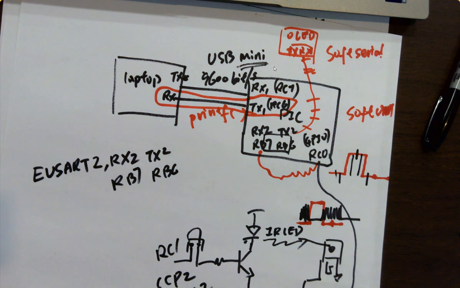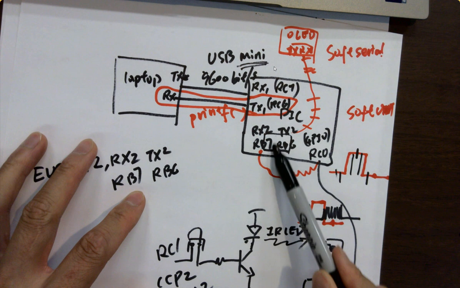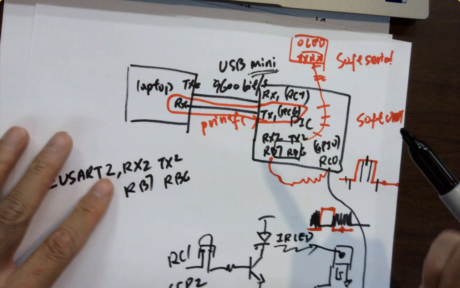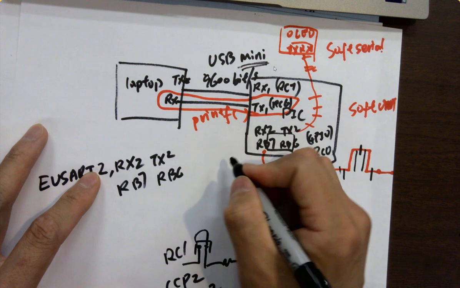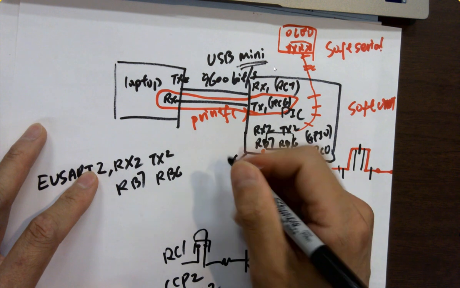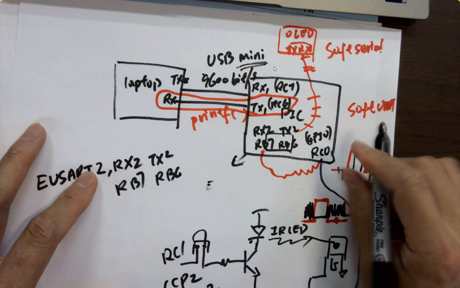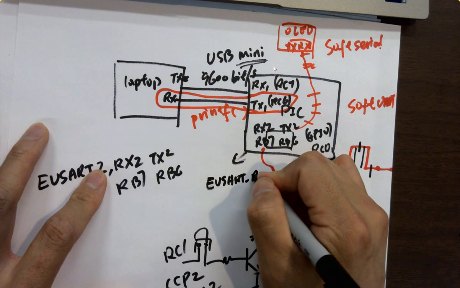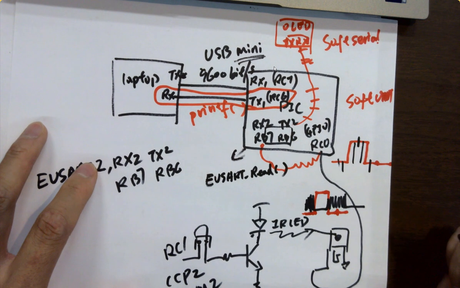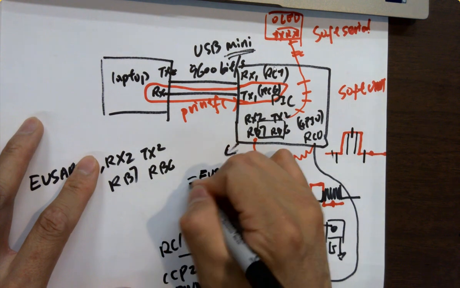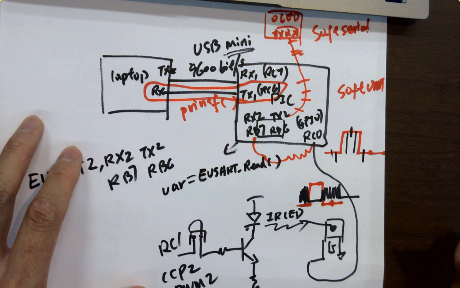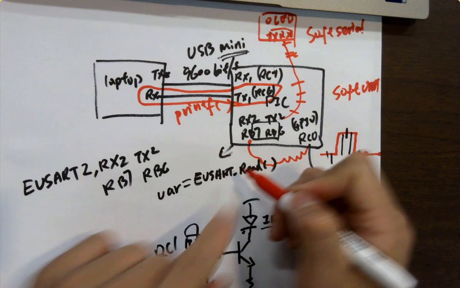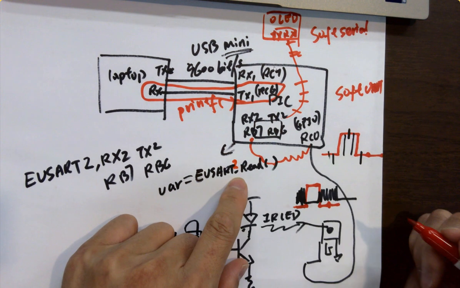That's how that works. So I was thinking, how do I make the connection here? How do I print it? Whatever is received, there's a register. You can use a function created by MCC, EUSART read, to read it into a register, a variable. Which UART to read? UART2, because it's connected to the UART2 module.